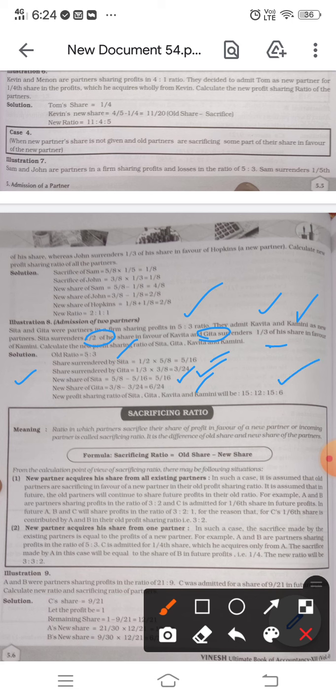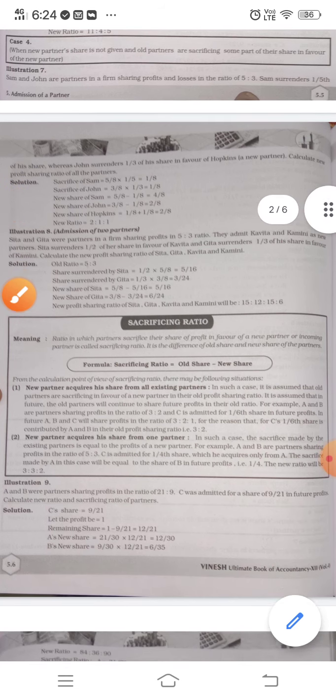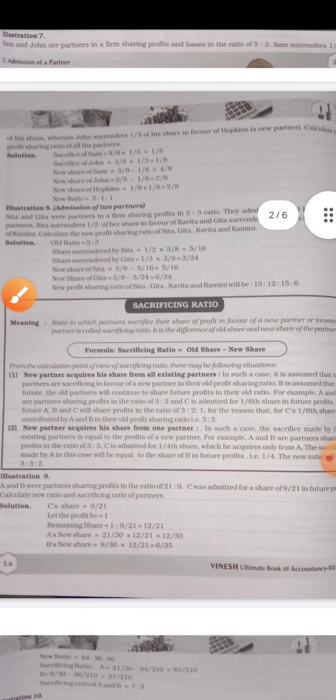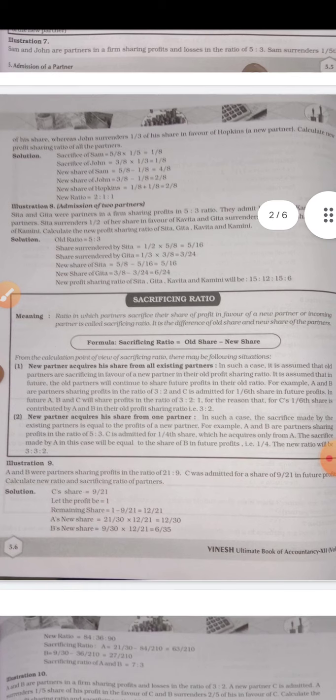The next one is sacrificing ratio. That is the formula is old share minus new share. Okay. So from the calculation point of view of sacrificing ratio, there may be following situations. So there may be two situations for finding the sacrificing ratio.